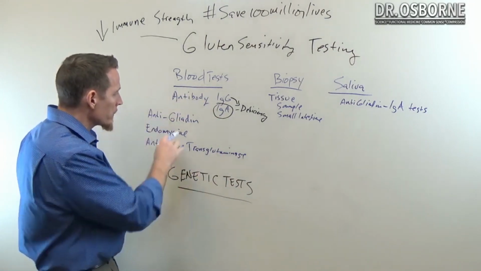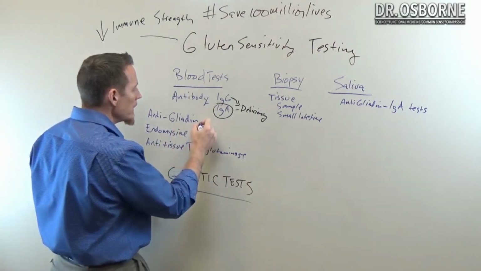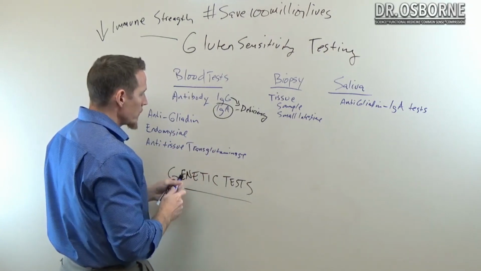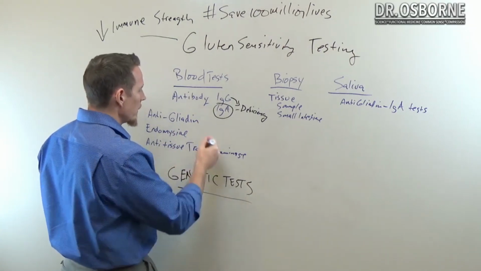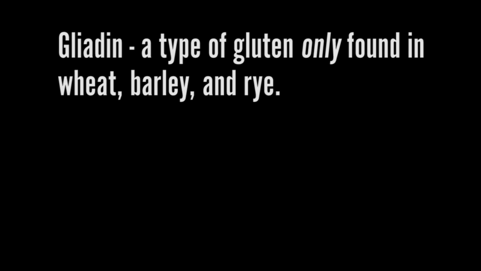Let's talk specifically about anti-gliadin. The gliadin test itself is a type of protein. Gliadin is a type of gluten.